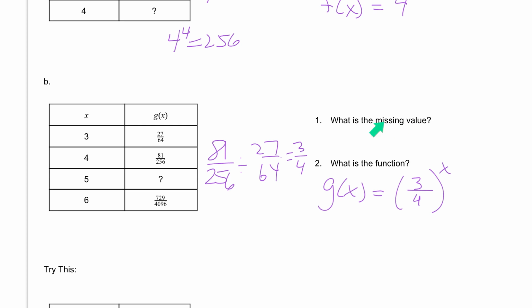If I want to find my missing value, now I'm going to plug in 5. So I'm taking 3 over 4 and raising it to the 5th power. If you plug that in your calculator, then change it back to a fraction, you should see that the missing value is 243 over 1024.